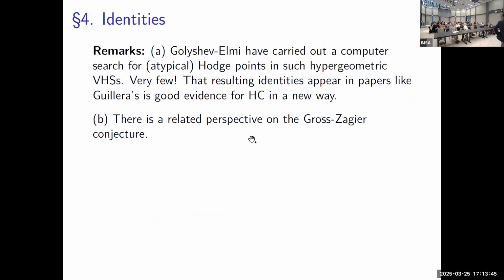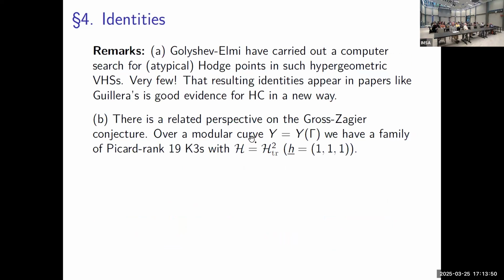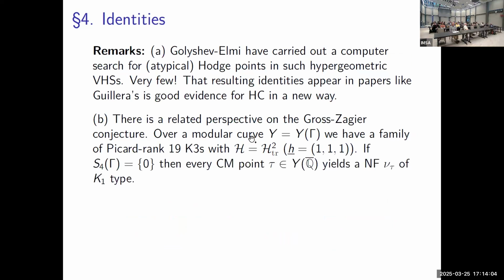There's a related perspective on the Gross-Zagier conjecture, and I'll say what that is in a second. Over a modular curve, you have a family of Picard rank 19 K3s with H equals H2 transcendental. So that's a variation of Hodge structure with Hodge numbers 1, 1, 1. If there are no weight 4 cusp forms with respect to that gamma, then every CM point in Y Q-bar yields a normal function mu tau of K1 type.